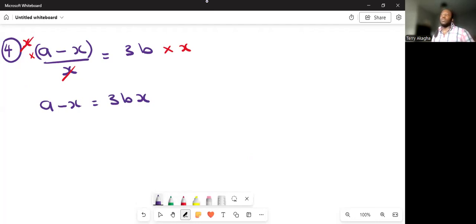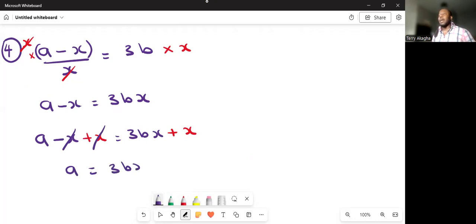Okay, then the next thing, I'm going to bring all the X together. So what I'm going to do, I'm going to add X to both sides. So it's going to become A minus X. Then I'm going to add X will be equal to 3BX. Then I'm going to add X. So you can see this will cancel this out. So you have A is going to be equal to 3BX plus X.